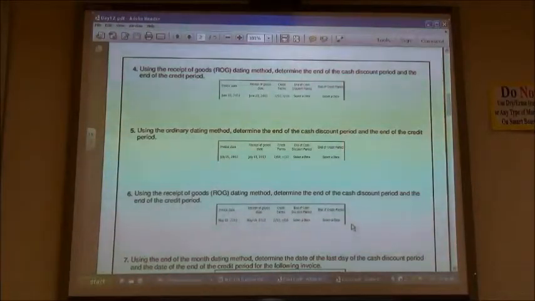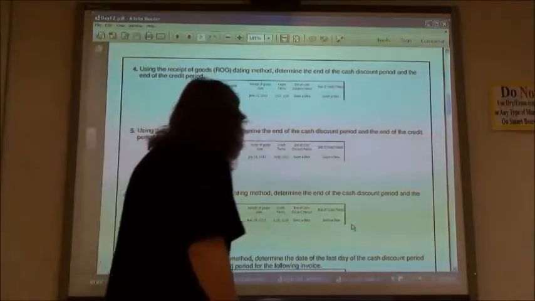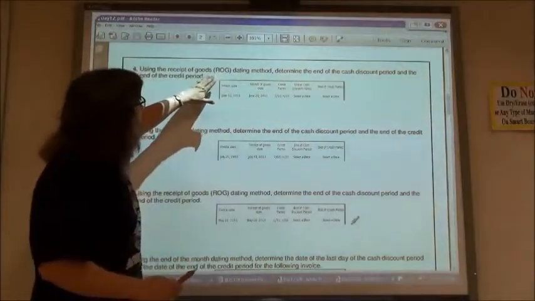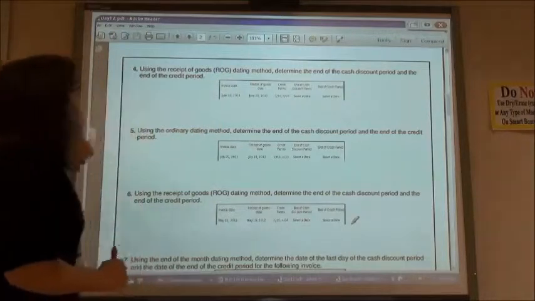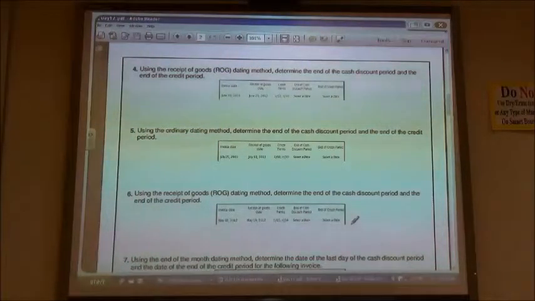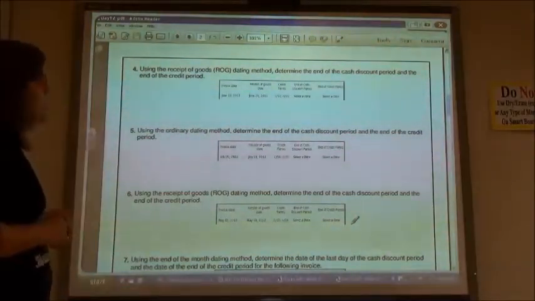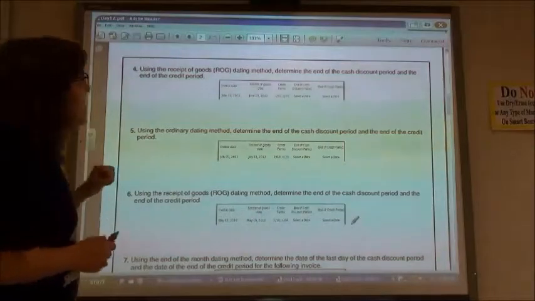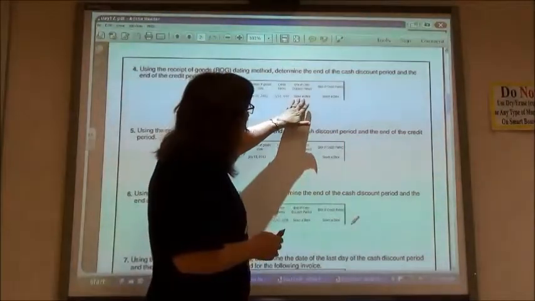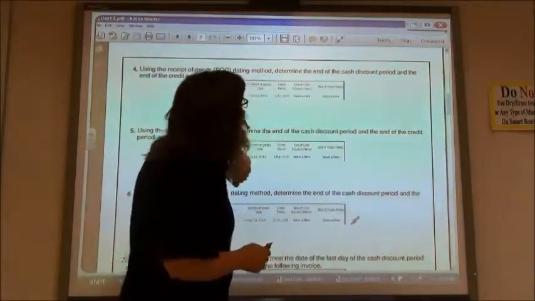So on number 4, we're using the receipt of goods dating method noted by having ROG. And so instead of having the discount from the invoice date, you have the discount from the date you received the goods. So here they're going to have us determine what the end of the cash discount period is and what the end of the credit period is.